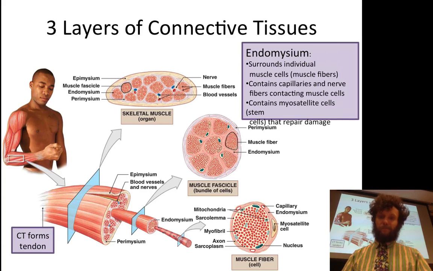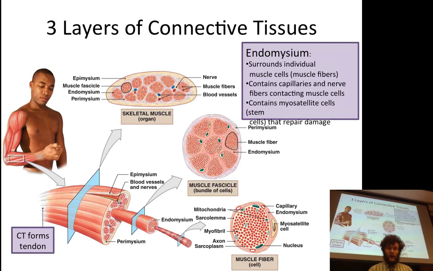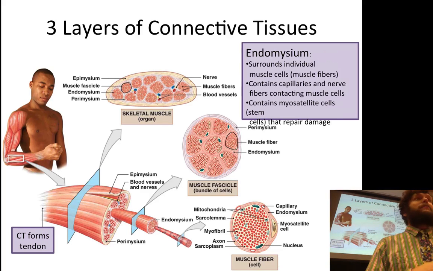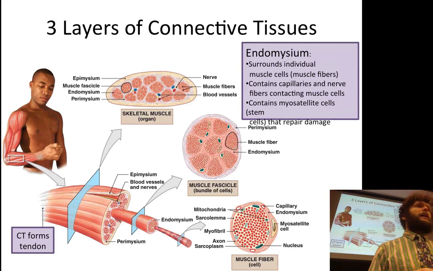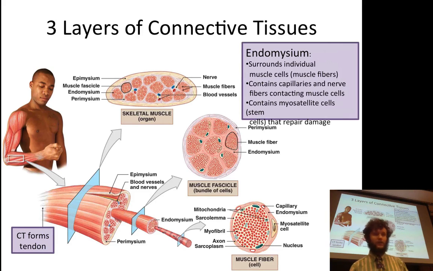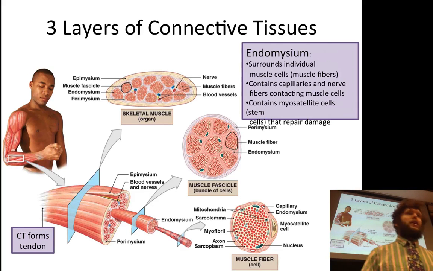So the endomysium is going to be the conduit for the capillaries that will be servicing the individual muscle cells and the axons of the terminal peripheral nerves where the motor end plate, where the neuromuscular junctions are going to form. This is also where we're going to find myosatellite cells. These are stem cells that help repair any damage to a muscle.